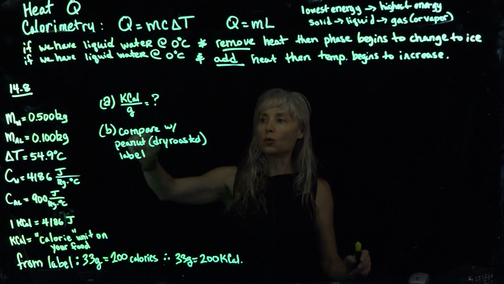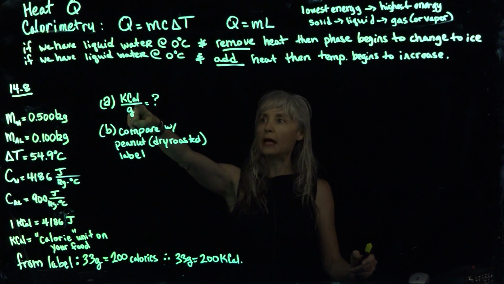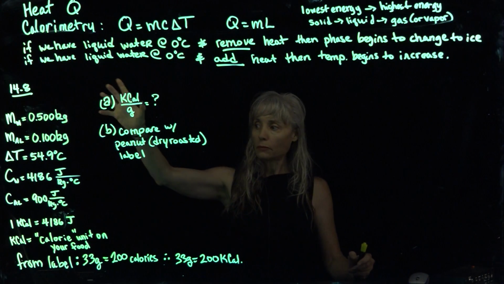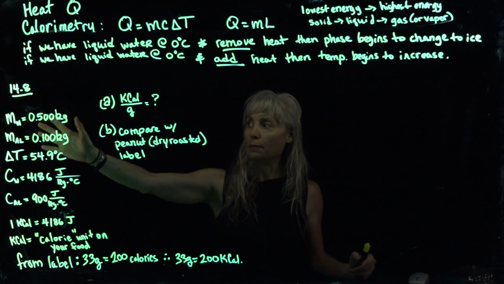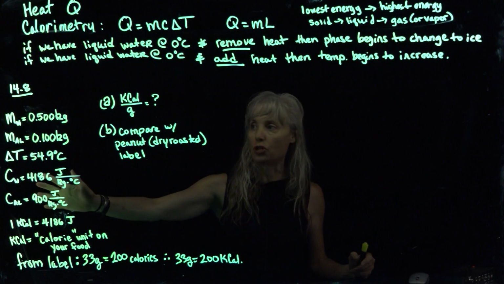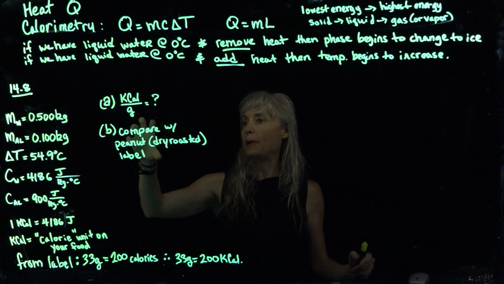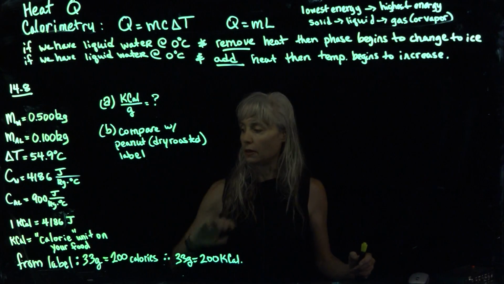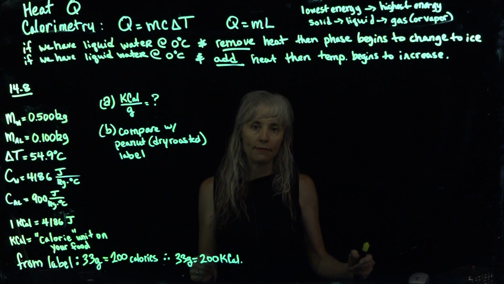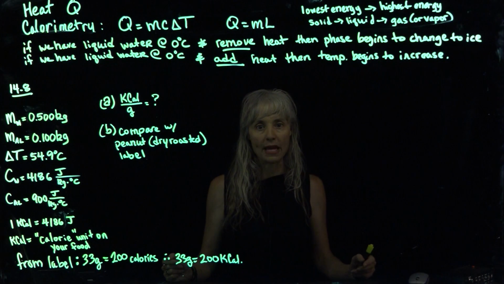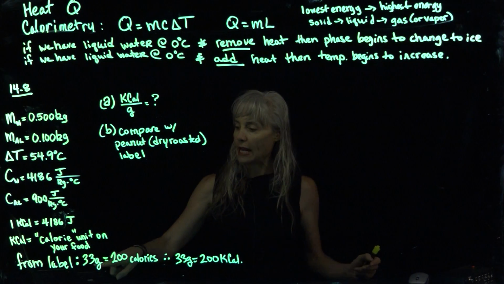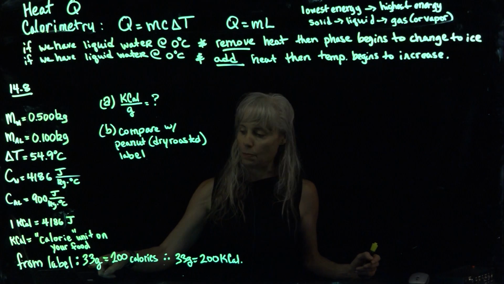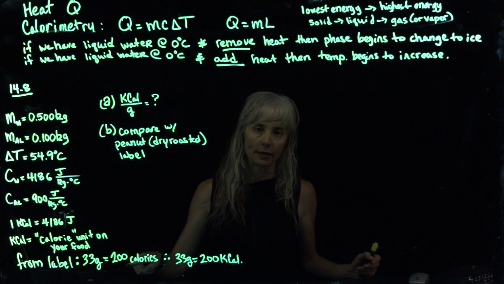So summarizing what it is we're asked for here in part A, we want to know how many kilocalories per gram when the material goes through a temperature change, and then we also want to compare the value that we get with what we read on a label. So down here at the bottom, I went and retrieved that information from a Google search, and I found that 33 grams of dry roasted peanuts is the same as 200 calories.